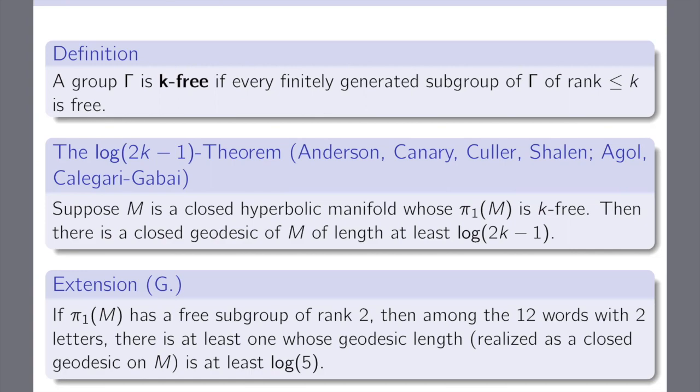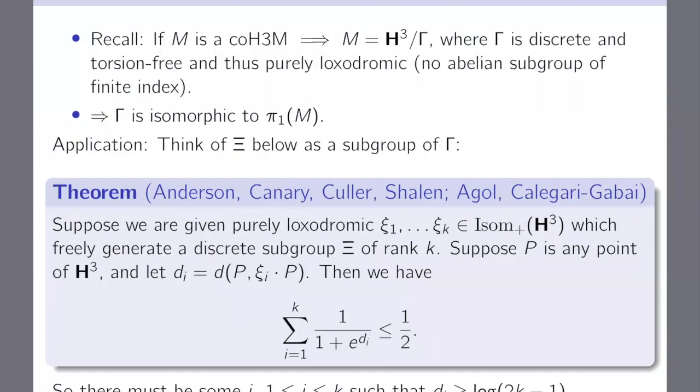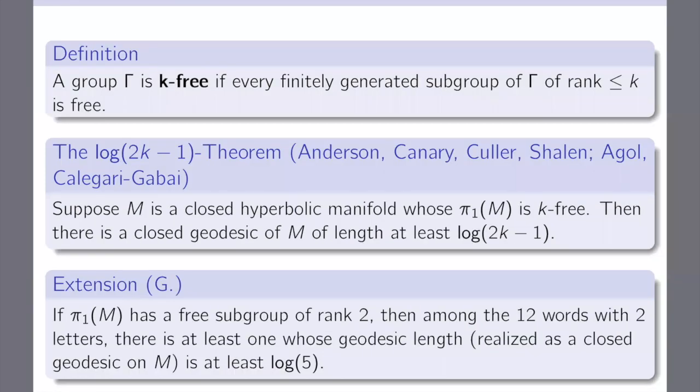And what's true is that at least for the length 2 words, the log 2k minus 1 theorem says something about how a single isometry with the given conditions displaces a point. This extension says something about how a composition of 2 isometries with the given criteria displaces a point in hyperbolic space. So at least we get that there's a closed geodesic in the manifold of length at least log 5, for instance.